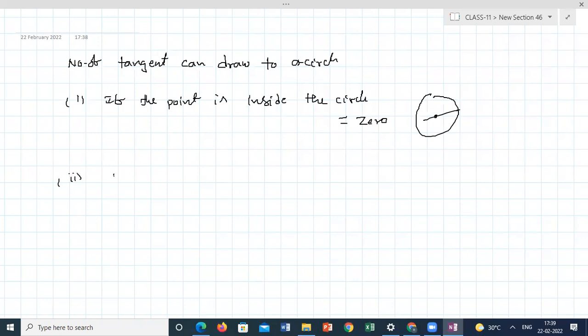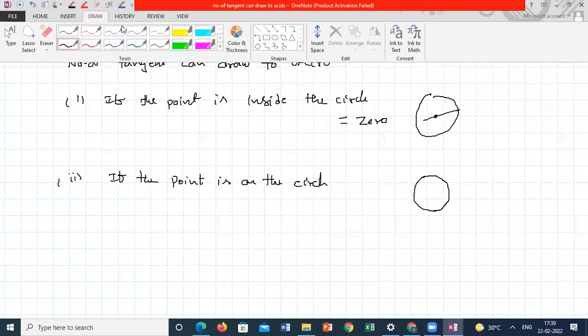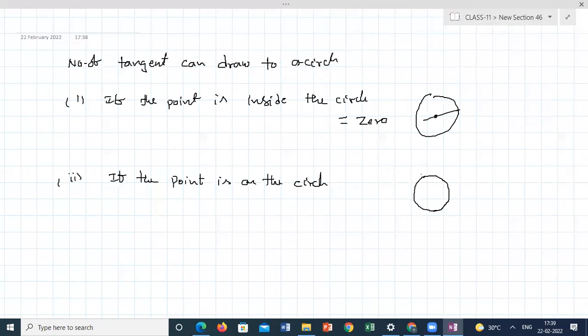Second, if the point is on the circle, how many tangents, students? If the point is on the circle, you can draw only one tangent. Third, there are only 3 cases: the point is either inside the circle, outside the circle, or on the circle.